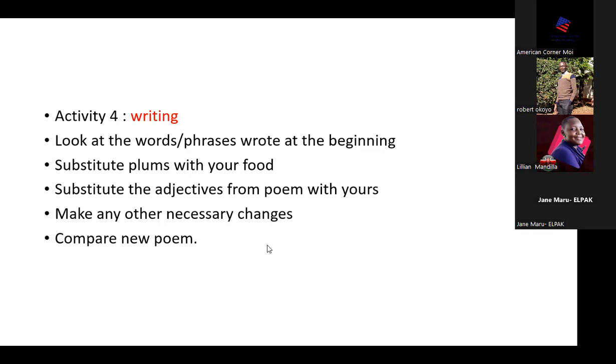So we are going to substitute the plums with the food that you thought of or the food that you have eaten. Substitute the adjective from the poem with yours. Remember the adjective you used, and make any other necessary changes. Then compare the new poem. I hope I'm clear.